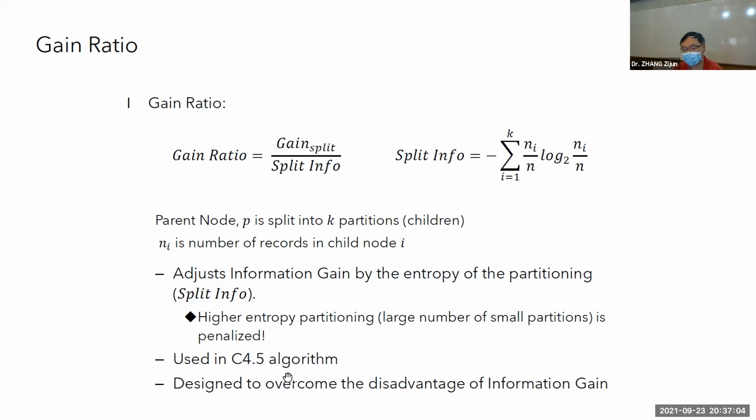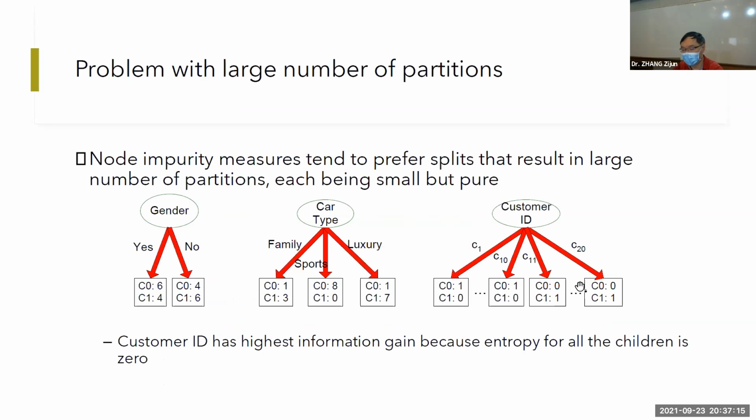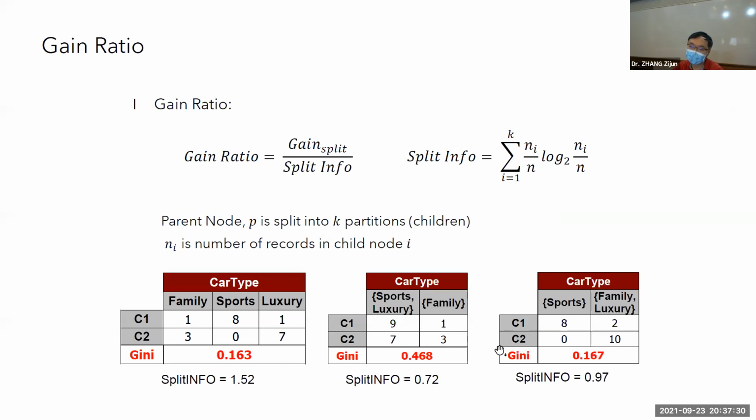This is used in the C4.5 algorithm. That's why C4.5 is more powerful than ID3. It is designed to overcome the disadvantage of information gain, which cannot handle such a very large number of splits, which results in every node being pure, but every node containing just one data point. That gives no conclusion. So we use the previous count matrix as an example, and then we compute the gain ratio. This is the gain ratio presented in the previous slides.